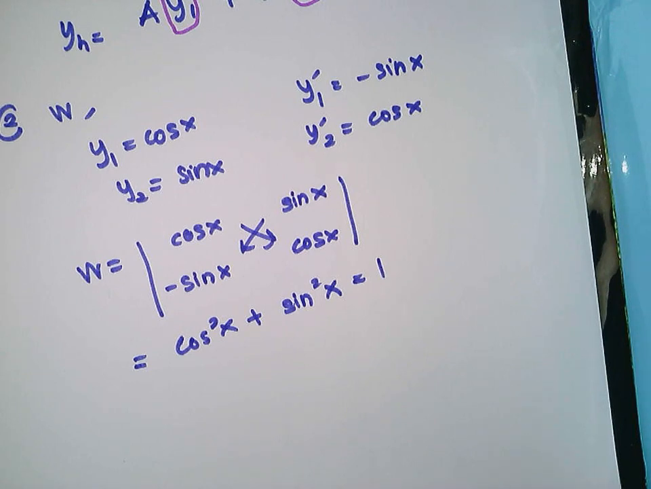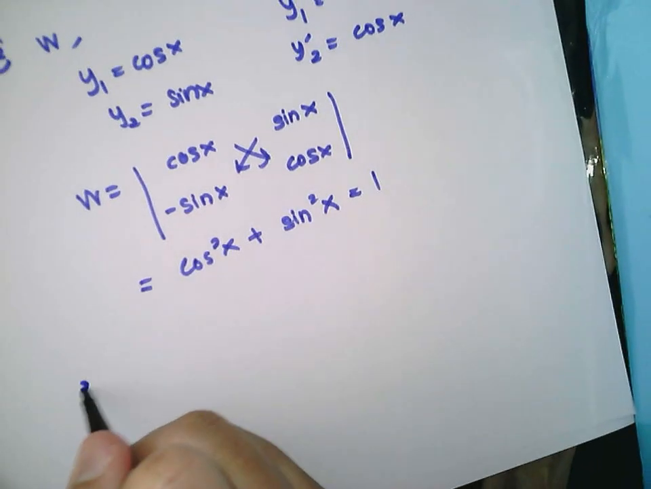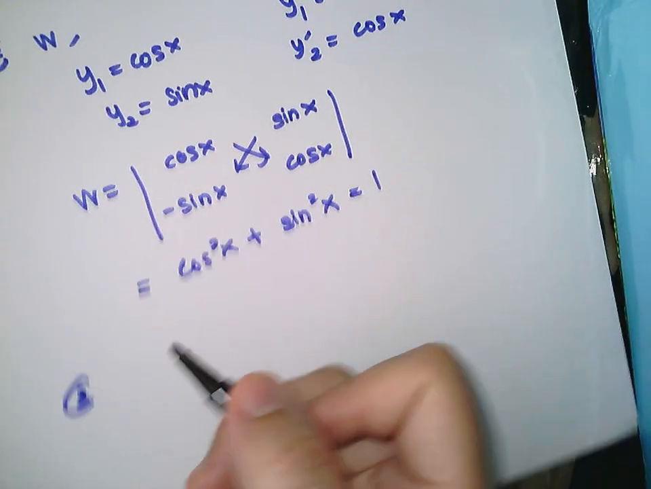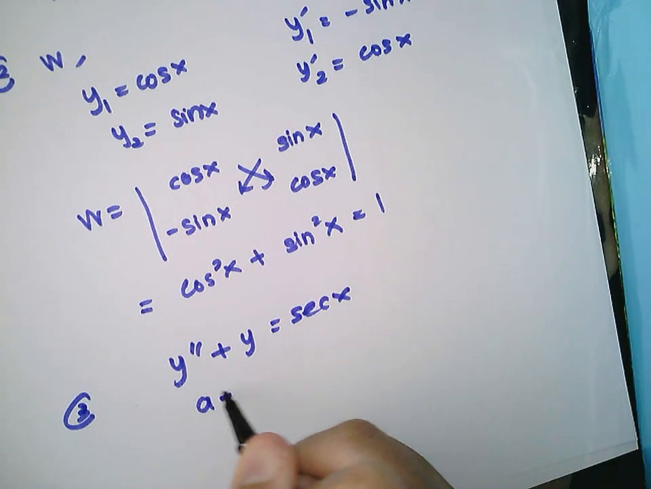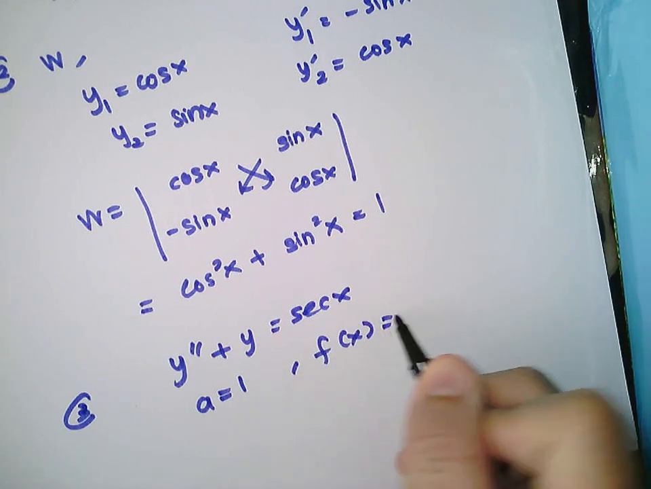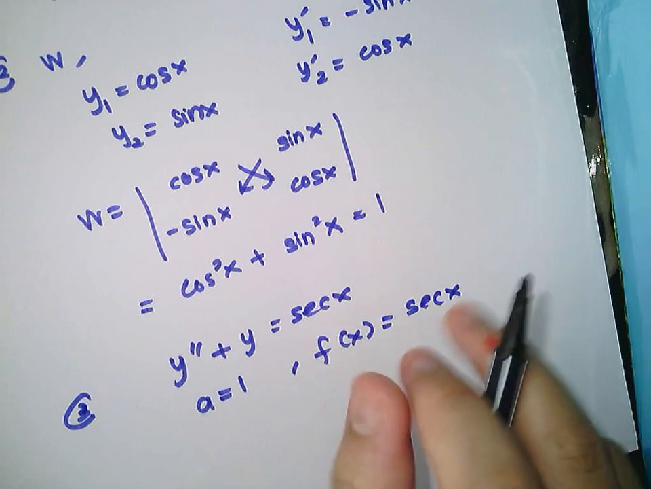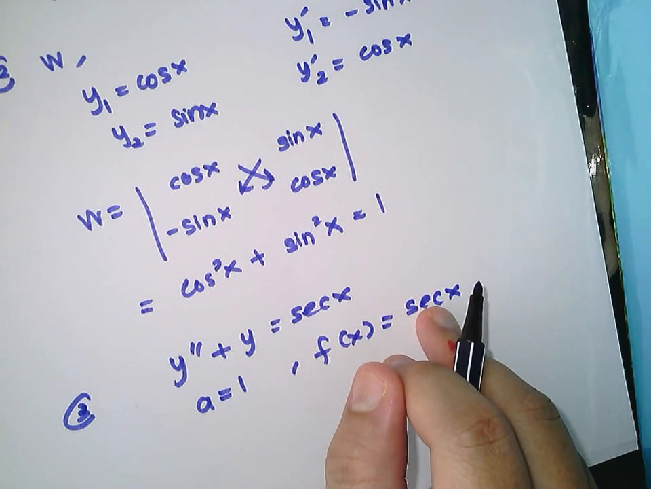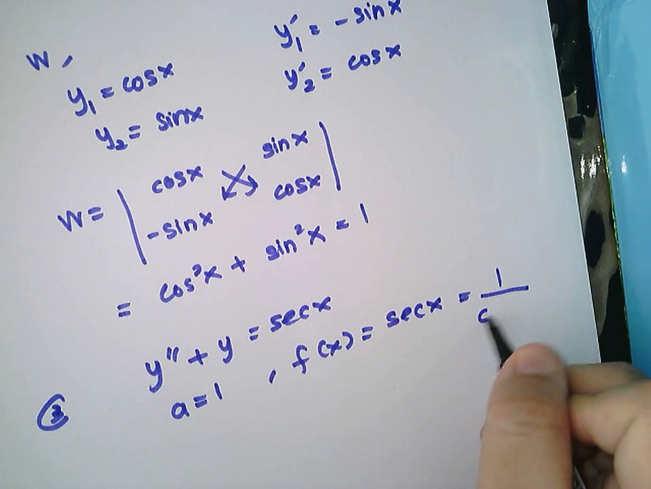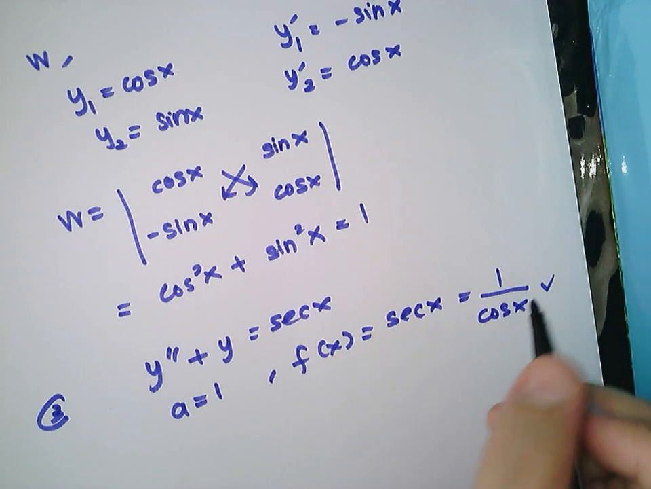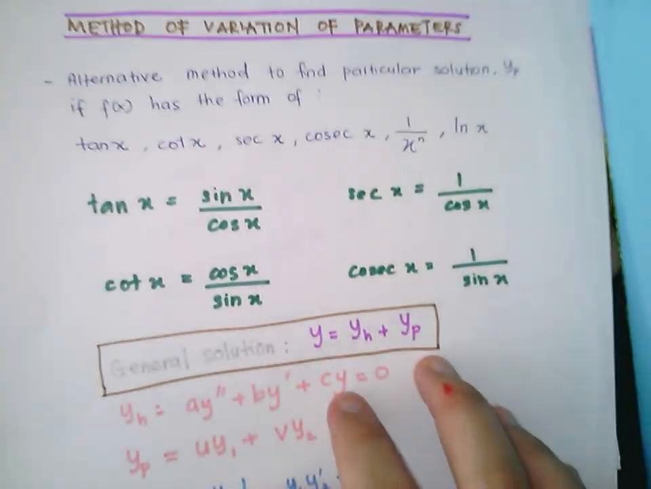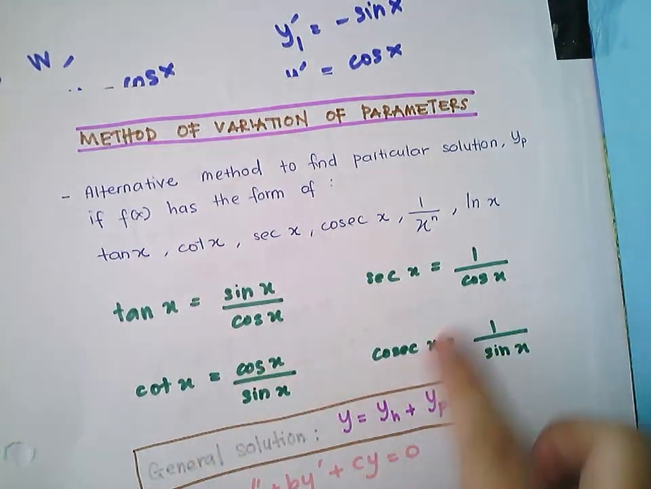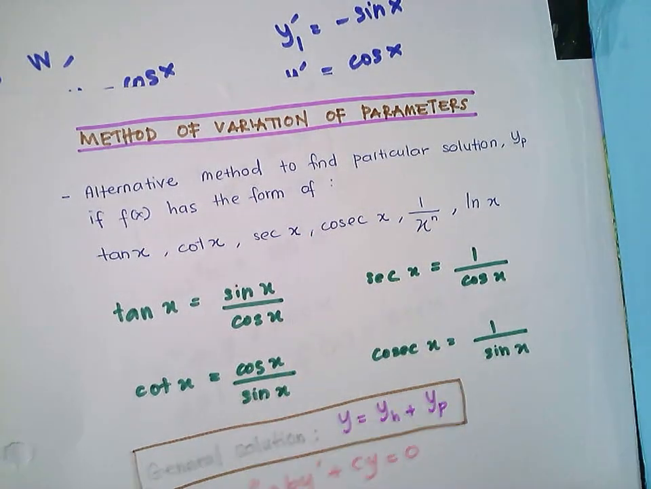Okay, so next step is to get your u. Next step is get your a and f(x) based on your differential equation. So your a is equal to 1, your f(x) is equal to secant x. And try to simplify this one. So secant x is equal to 1 over cos x. So use this one. I already gave this one in the previous video, so refer to the previous video.